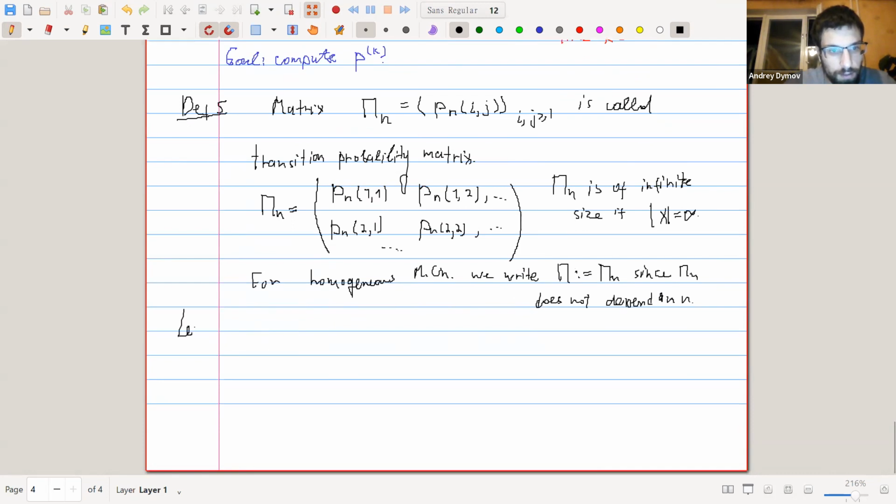Lemma 6, this is the last thing for today. I will not prove it today, I will prove it the next time, but actually the proof is just two lines. You can do this by yourself if you wish. The distribution of the Markov chain at the moment of time k plus n equals the following product. I take the vector p_k, the distribution at the moment of time k, and I multiply it from the right by the transition probability matrix at time k plus 1, at time k plus 2, et cetera, at time k plus n.